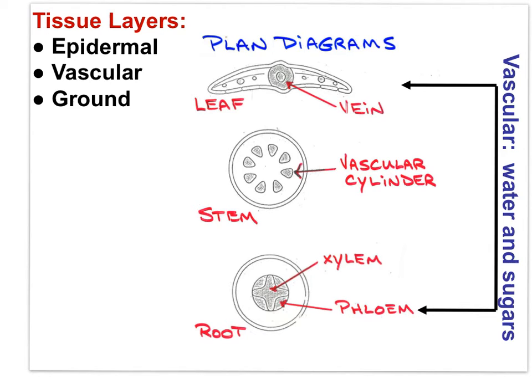The xylem vessels transport water, while the phloem vessels transport sugars. More on this later. The ground tissue lies between the epidermal and the vascular. The ground tissue in leaves serves the important role of photosynthesis. The ground tissue in stems is here and serves the role of supporting the stem with thickened cell walls. And that's similar for the roots, where the ground tissue is here and serves a support function.